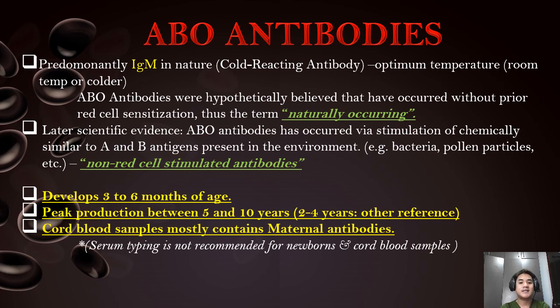of chemically similar substances to the A and B antigens that can be found in our environment, such as bacteria, pollen particles, and others, to name a few. These were postulated and proven to have sensitized your body, instead of your red cell antigens, to produce specific ABO antibodies to antigens that your RBCs lack.